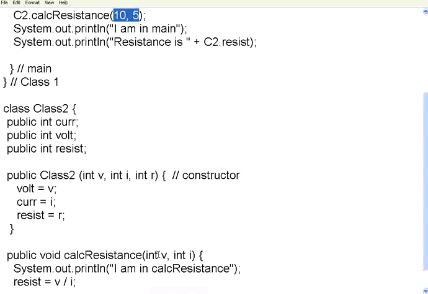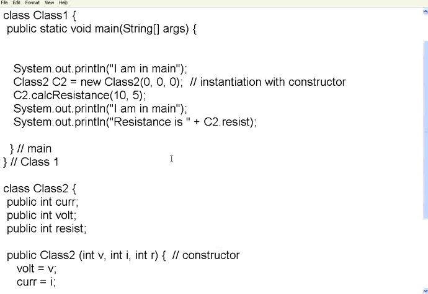So what will happen? 10 will be substituted for V, 5 will be substituted for I. This attribute resistance will be set to 10 divided by 5. Now look here, I am not storing that value in another variable. I am straight away calling c2.resistance, pretty much like you call object dot method name. Object dot attribute name will return the attribute value. Let us compile this program and then print it.